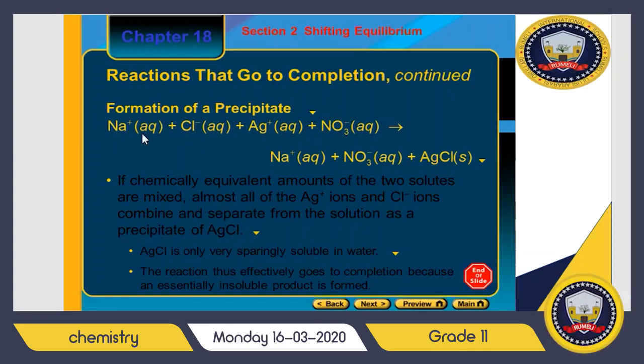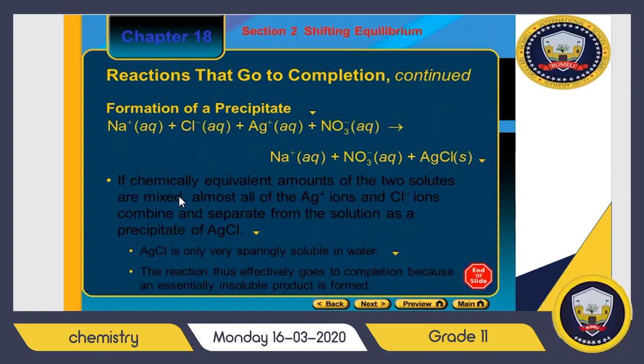What's the meaning of double displacement reaction? It means sodium ion will react with nitrate ion to produce sodium nitrate in the product, and this sodium nitrate is soluble in water, and the other product is silver chloride, and silver chloride is solid, it is a white precipitate.